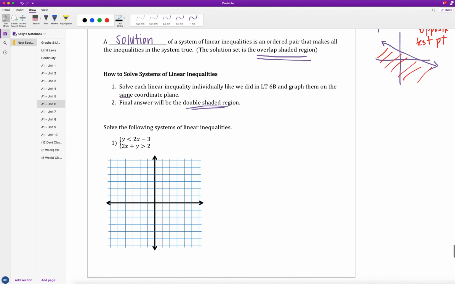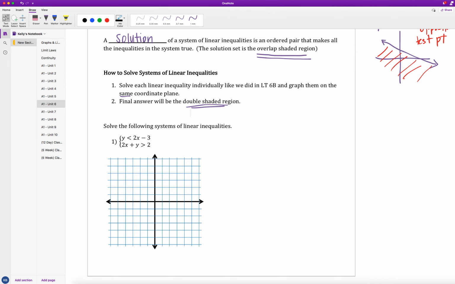Let's look at our first example. Our example here says solve the following systems of linear inequalities. In example 1, our system says y is less than 2x minus 3 is our first line. And our second line is 2x plus y is greater than 2. I am going to color code both of these lines so we can see how each inequality is individually graphed, and then together what we're looking for is where the purple and the blue overlapping region will be.